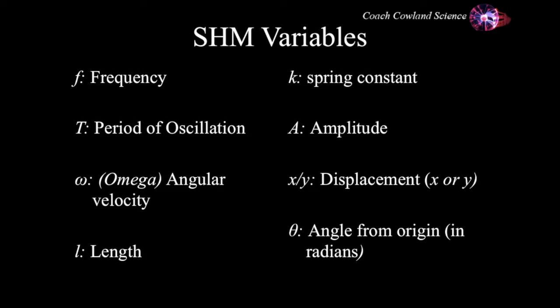Some of the variables that we're going to look at will repeat themselves in simple harmonic motion, in waves, and in circular motion, though not all of them: frequency, the period of oscillation, the angular velocity, the length, which is part of the length of a pendulum, the spring constant, the amplitude of oscillation, the displacement from its rest position, and the angle. The angle is going to be in radians this time, so that will need to be something that you change on your calculators.